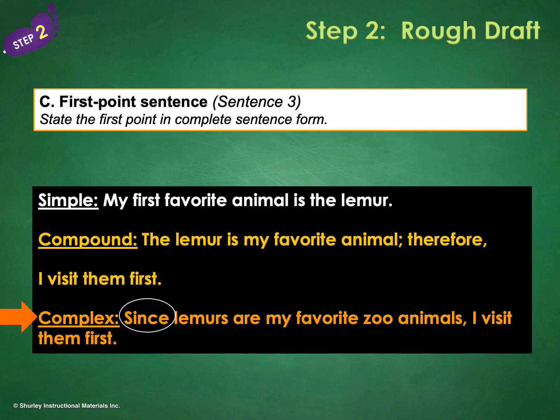After the topic sentence and the 3-point sentence have been written, students will begin writing the sentences for the body of their paragraph. Sentence 3 is called the first point sentence. Students will simply state their first point in complete sentence form. Now that students know how to write a complex sentence, you can expect to see them in their writing. They might write a complex sentence like this one to state their first point. It says, since lemurs are my favorite zoo animal, I visit them first.